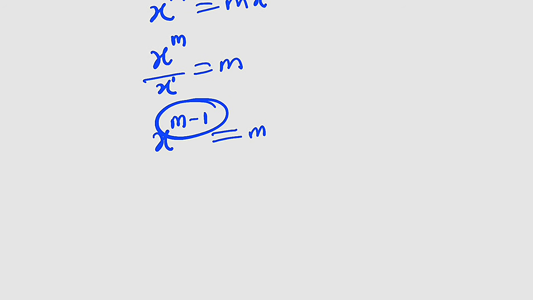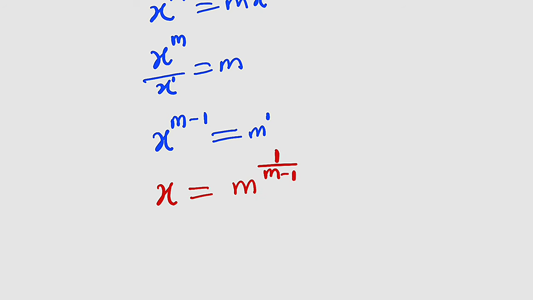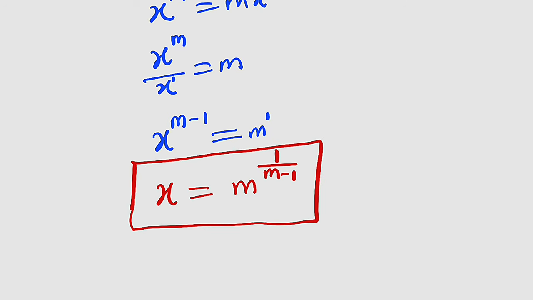So to take this exponent to the other side, remember this is to the power of 1, we have to multiply both exponents by 1 divided by m minus 1. So this is x equal to m to the power of 1 divided by m minus 1. So this is the value of x in terms of m.